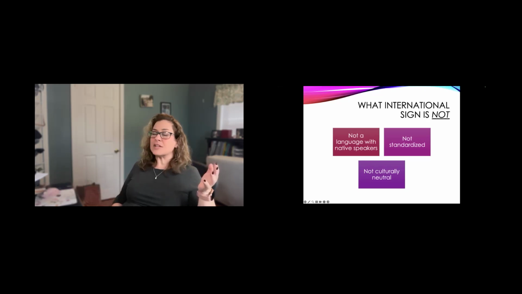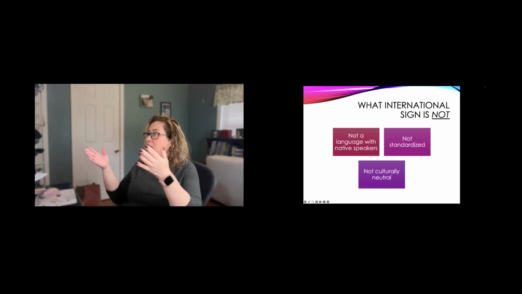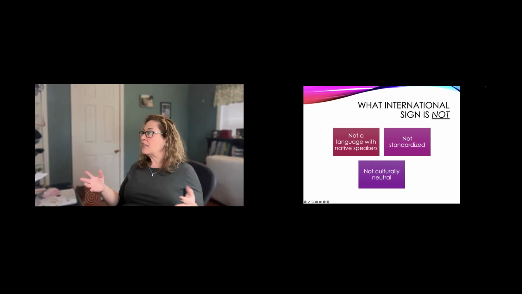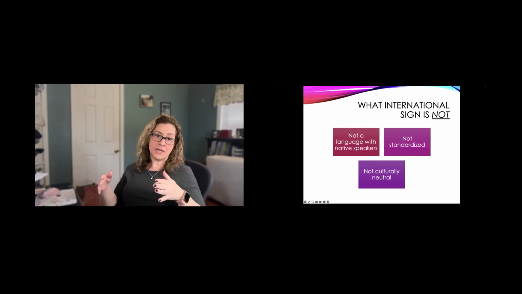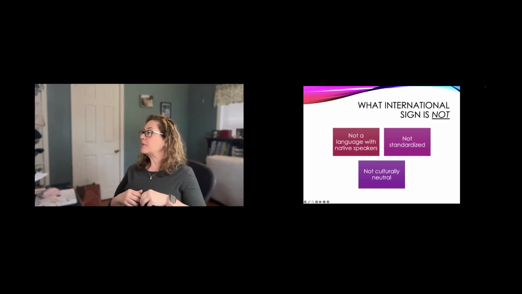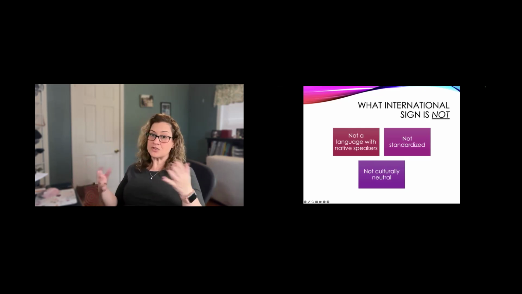So a lot of people think, and it makes sense too, that if signs are visual and they're iconic, which a lot of times they are, then they have to be universally understood. But Napier and Rosenstock and Napier are very clear that this is false. Iconicity does not equal universality. A sign that seems obvious to one person may be confusing or meaningless to another.